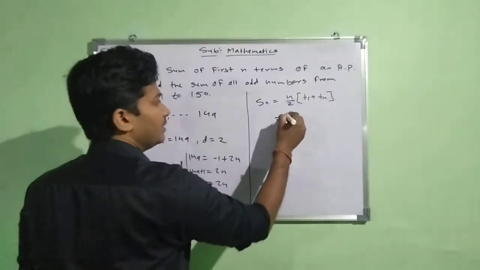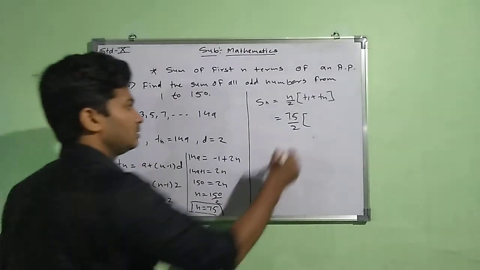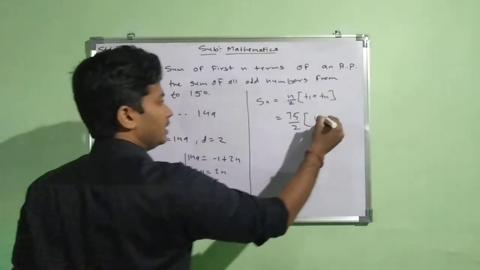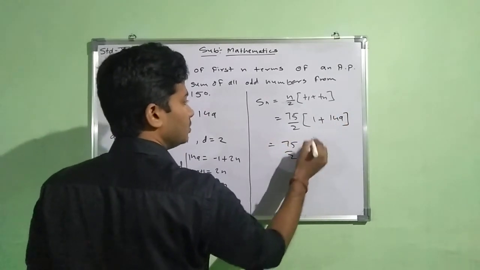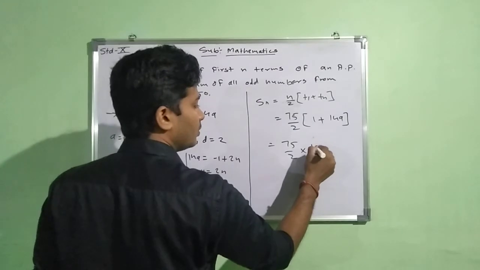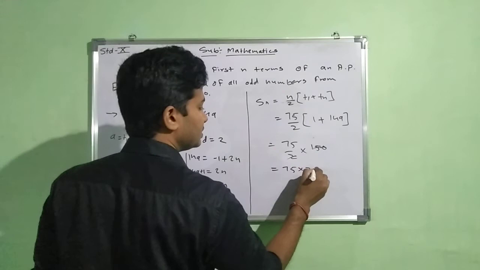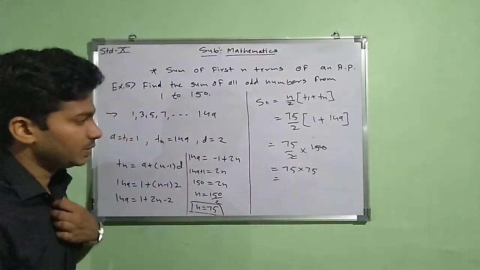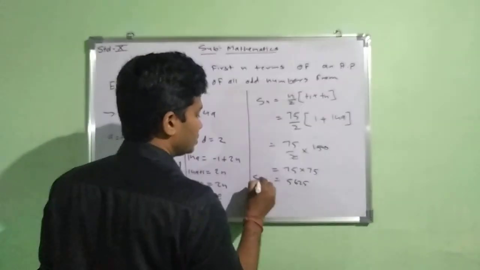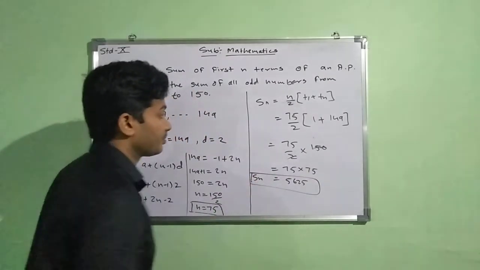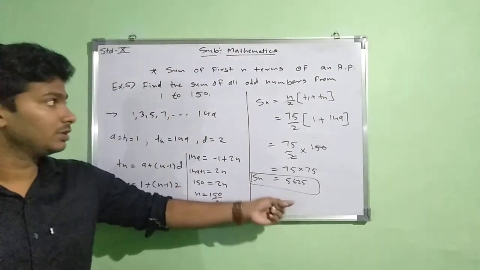So the value of n is 75 divided by 2. The value of t1 is 1 plus tn is 149. So it will be 75 by 2 multiplied by 150. So it will be 75 multiplied by 75. So the final answer will be 5625. So the sum of all those 75 terms will be 5625. That will be your final answer.